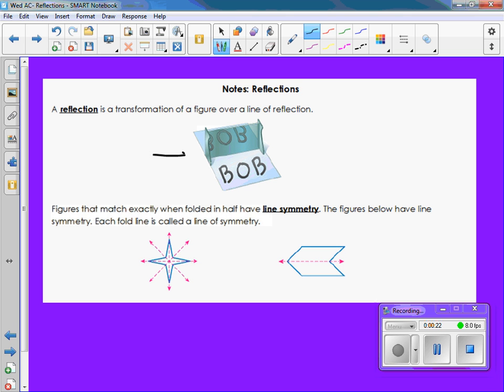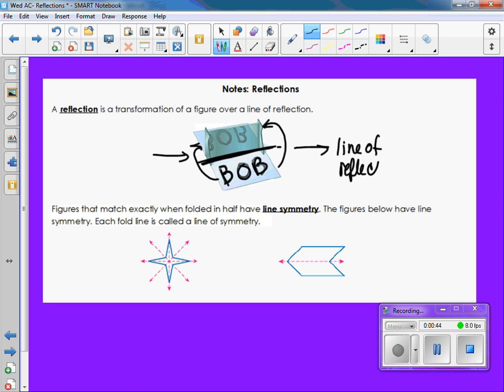So using this picture, we see that someone has written the word Bob, and that it's been reflected over this line right here. See, it's been flipped. So from here to here, it's just a reverse image, much like when you look in the mirror, it's the reverse image of you. So this is called a line of reflection. And that's what we're really going to be dealing with today.